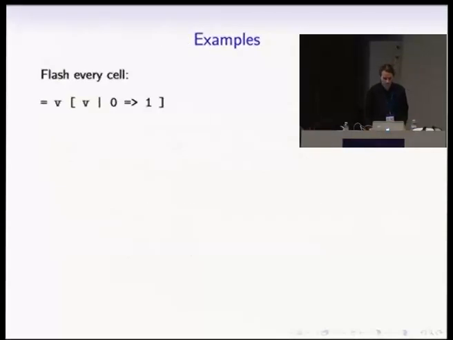So just a few quick examples of this. This is a simple program which will flash every cell in the grid. So whatever the initial values are, after the next iteration, it'll be the opposite of this. So this says, take the value V, which is the current value. If it's zero, set it to one. Implicitly, if it's set to anything else, set it to zero, and then assign that to V. So very simple program.